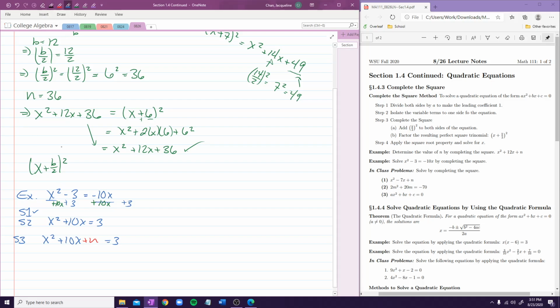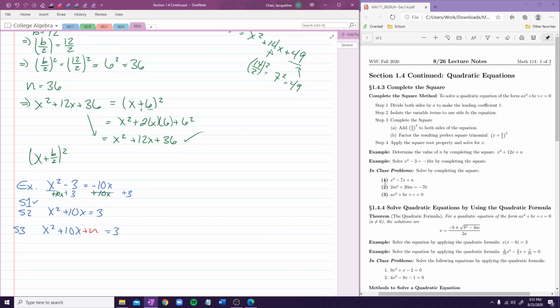So how are we going to do that? We are going to add (b/2) squared to both sides of the equation. The reason why we're going to add it to both sides is because this is an equation, so we want to keep this balanced. If I just added it to the left-hand side, then if we compare this one to over here, it's not the same.